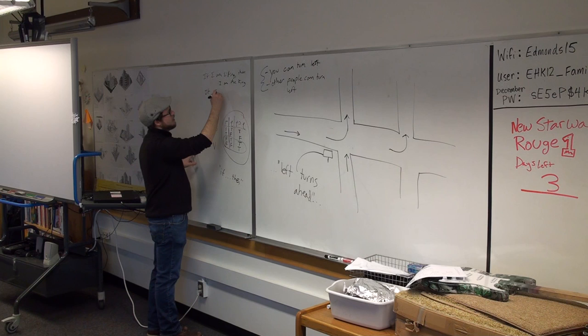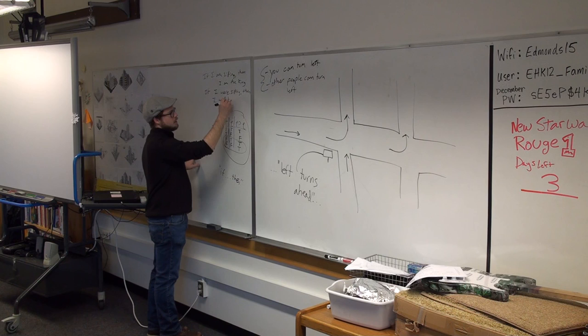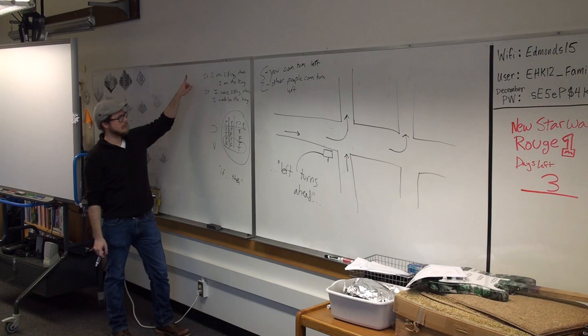If I am sitting, then I am the king, versus if I were sitting, then I would be the king. So let me just read it again. If I am sitting, then I am the king. Versus if I were sitting, then I would be the king. Hear the difference? Yep.